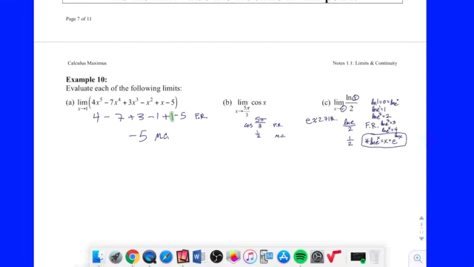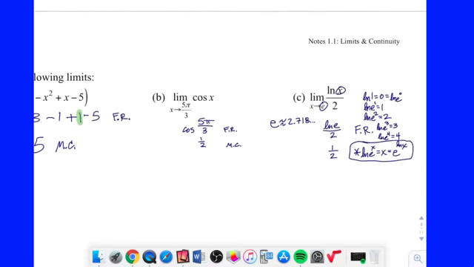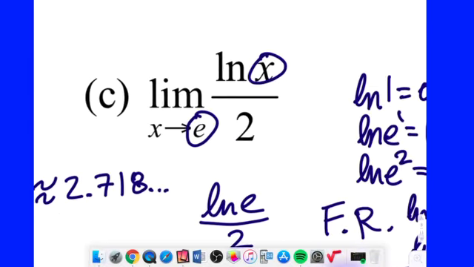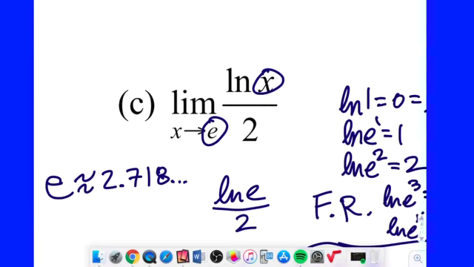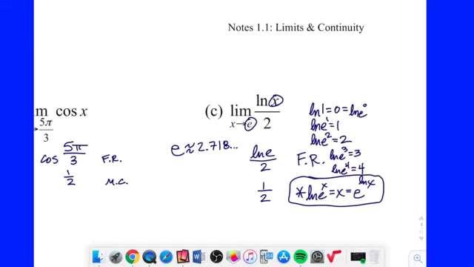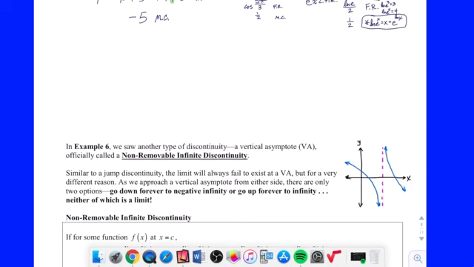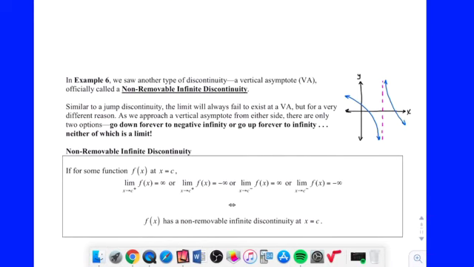Okay? All right, so there you go. Direct substitution seems to work. If you plug into a function that's not a piecewise and you get an output, more than likely it's continuous there, and that's going to be the limit value. All right, let's look at example 6 again.